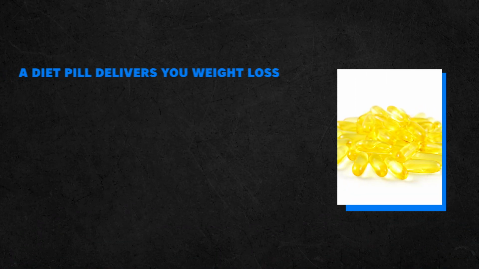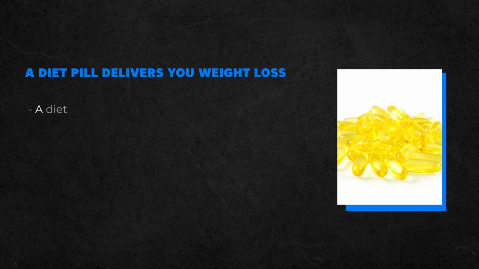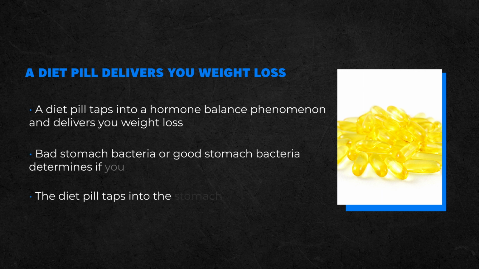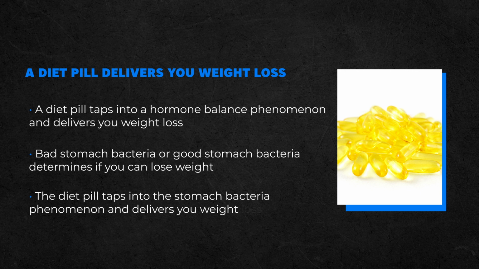Let's go to the diet pill, okay? So with a diet pill, you take the pill, you get the weight loss. How does it do it? I'll give you two quick examples. They're very easy to interchange. A diet pill taps into a hormone balance issue, taps into this hormone balance phenomenon, and then delivers you weight loss. Or I've seen this before: the stomach bacteria. If you have bad stomach bacteria or good stomach bacteria, it'll determine whether or not you can lose weight. So the diet pill taps into the stomach bacteria phenomenon and then delivers you weight loss.